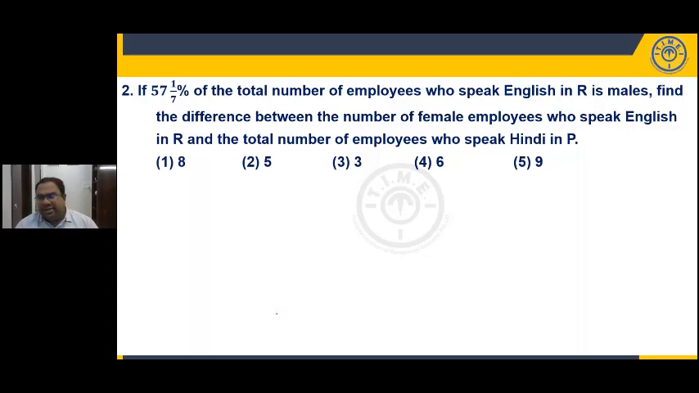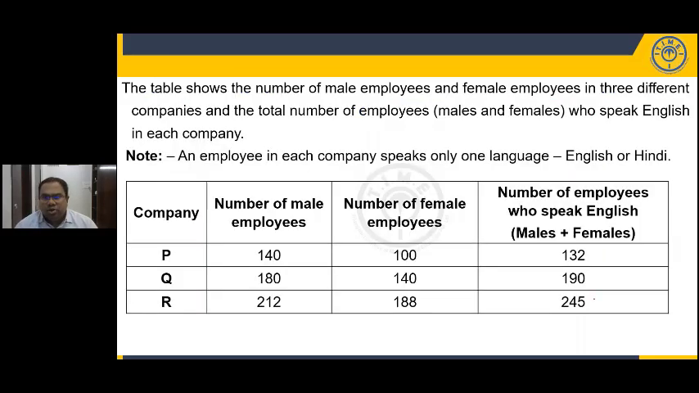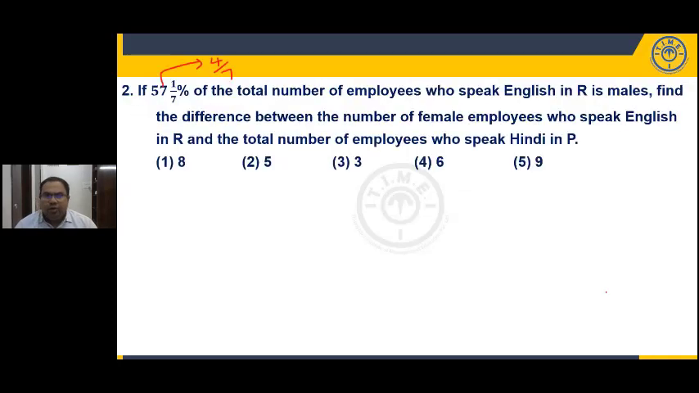Write down the data at one place, then I'll show you the table. 57 1/7% of total number of employees who speak English in R is males. 57 1/7%, it is how much? 4/7. 4/7 of total employees who speak English in R is males. And then find the difference between the number of female employees who speak English in R and the total number of employees who speak Hindi in P. Let us gather the information. R who speak English is 245.